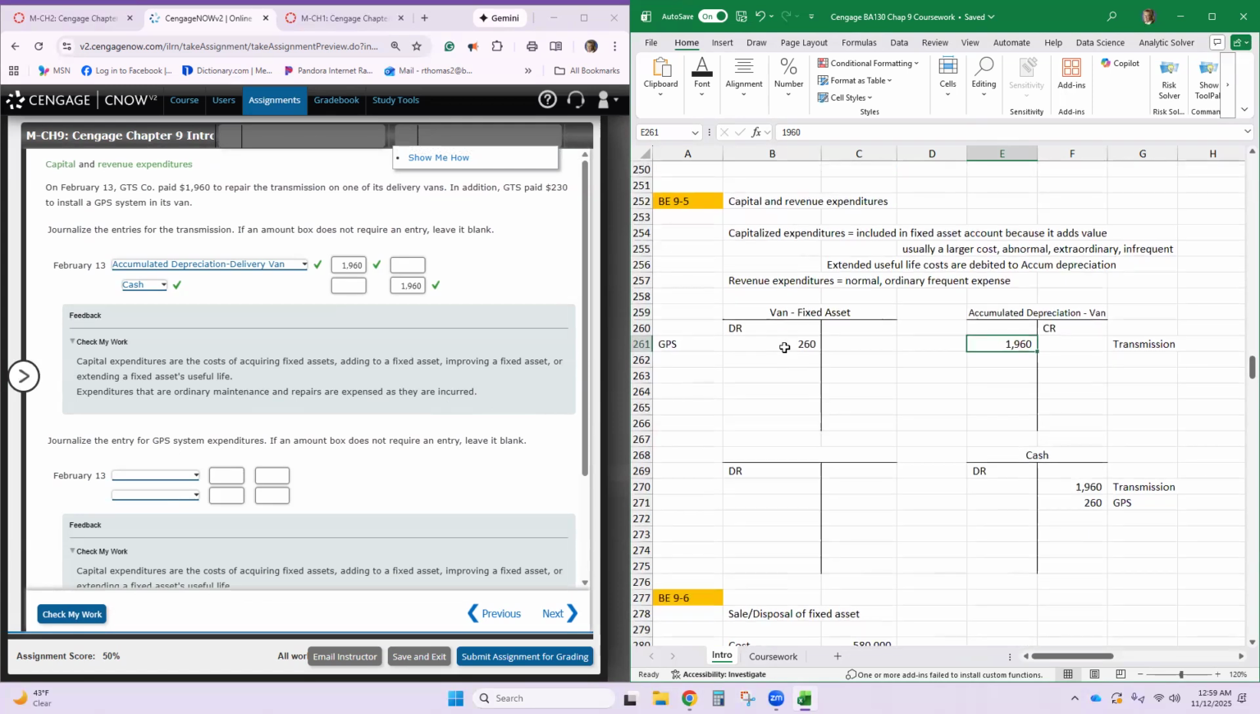Extended useful life, so that repair of the transmission. Now, if that would have been an oil change, okay, if this would have been an oil change, we would have put it in repairs and maintenance expense. So I am going to put that there just in case you get tempted.